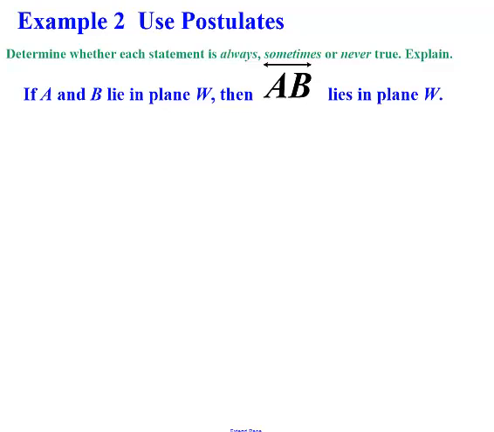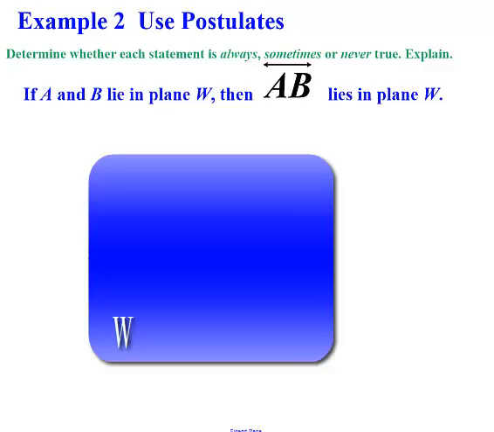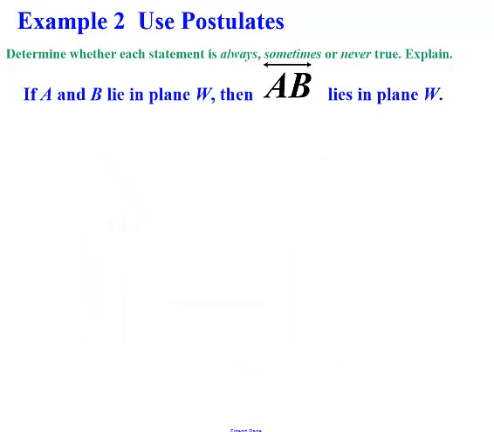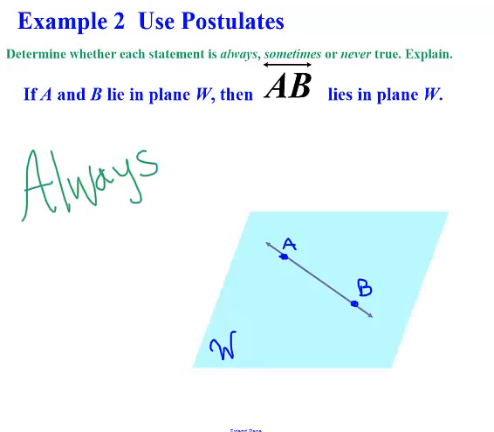If A and B lie in plane W, then line AB lies in plane W. So if we think about what this is going to look like, we would have a plane with 2 points in it, points A and B. We could connect those 2 points and make our line segment AB, and then we need to decide if that line segment would also be in that plane W. So if we think about our postulates from class, we have a postulate that says if 2 points lie in a plane, then the entire line containing those points lies in that plane. So this would always be true.